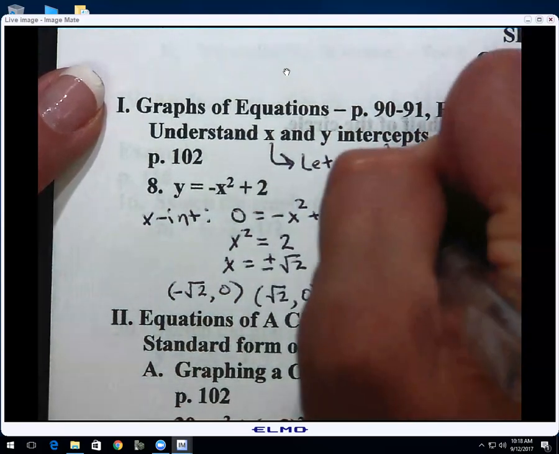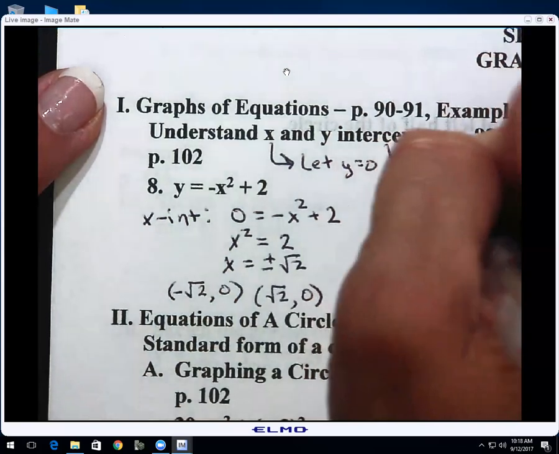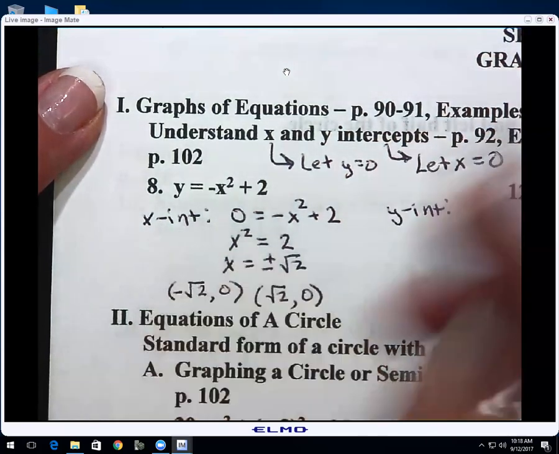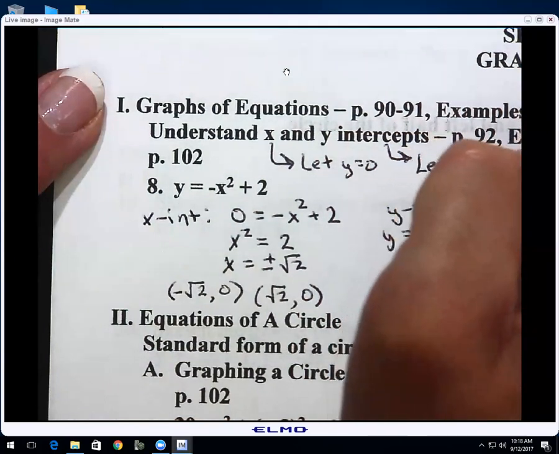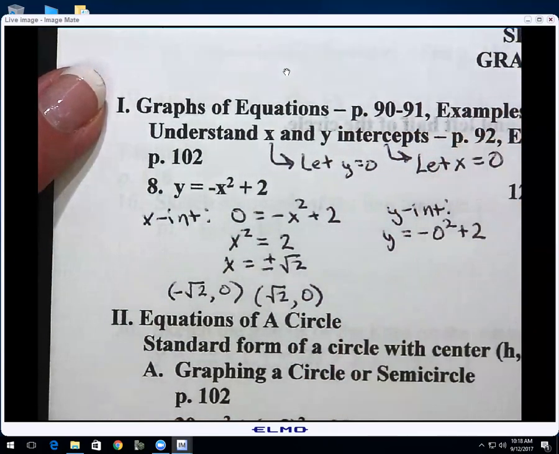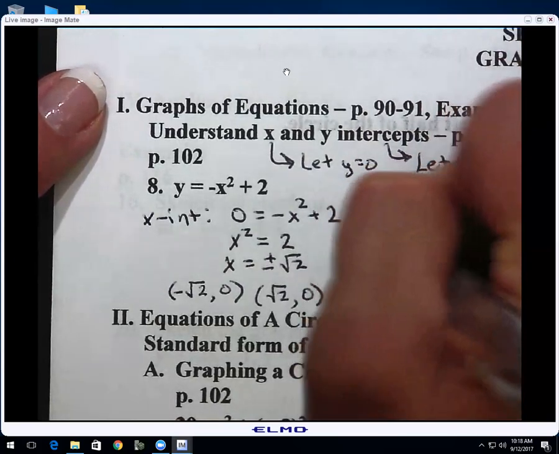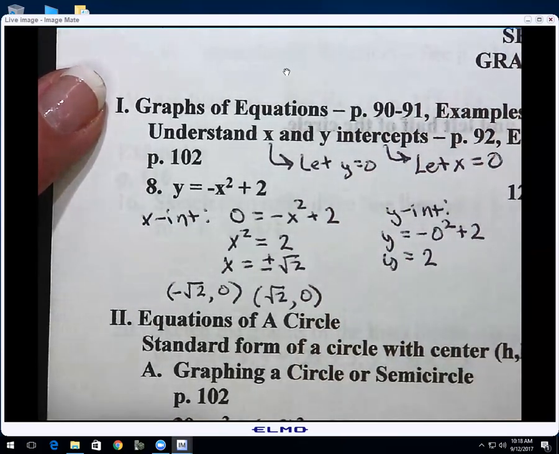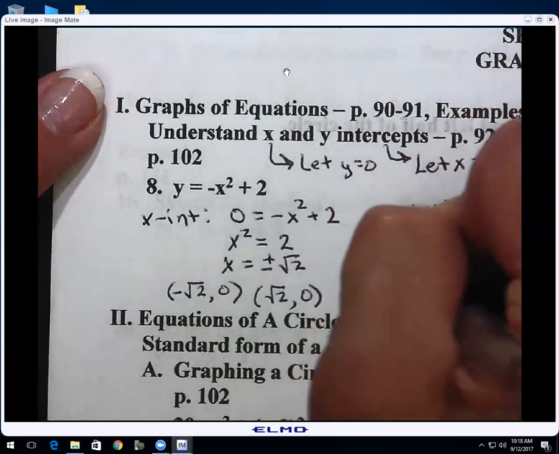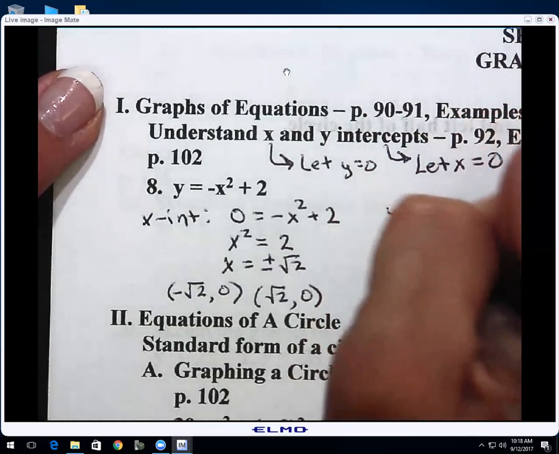And then the y-intercepts are usually easier to find than the x-intercepts. When you let x be 0, what do you get for the y-intercept? Two. So that's the ordered pair. When x is 0, y is 2.